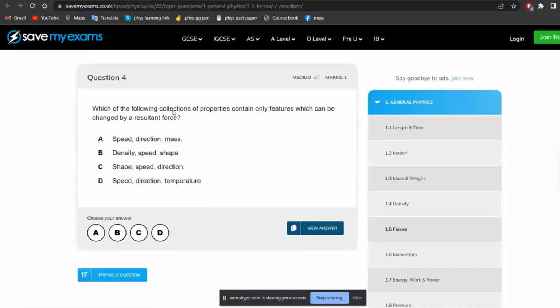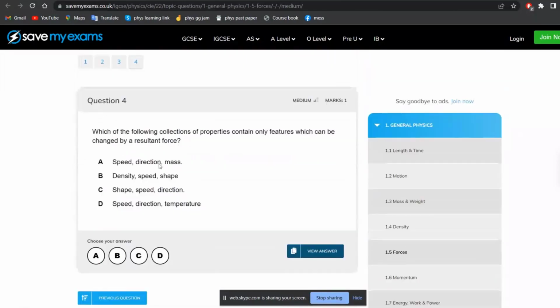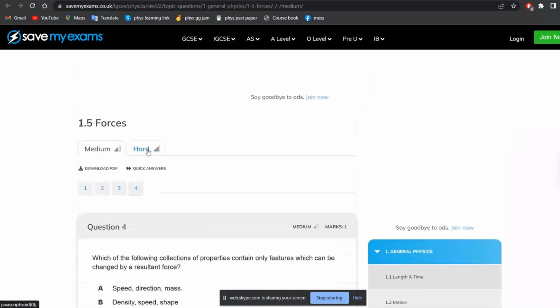Which of the following collections of properties contain only features which can be changed by a resultant force? The speed, direction, temperature... C. The shape, speed, and direction. Temperature can't be changed by a resultant force. Yes, exactly, that is C. Well done. Now you can move to the next, harder part.